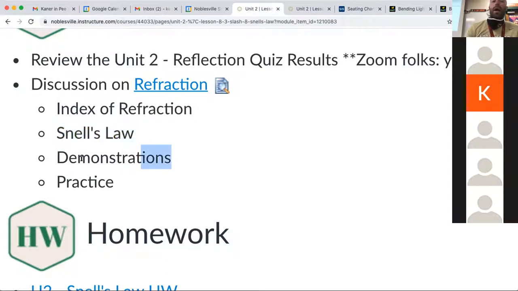Now, I have a couple of demonstrations that we're going to do. So when we get into that, I'm bringing back our laser pointers. We have our red laser pointer and our green laser pointer, and I have a couple of clear objects. They're transparent. Transparent, just a fancy way of saying that light can pass through them. So we're going to go ahead and shine our laser through these two materials and see how they refract or how they change direction based on these two materials. One of them is plastic. One of them is glass.